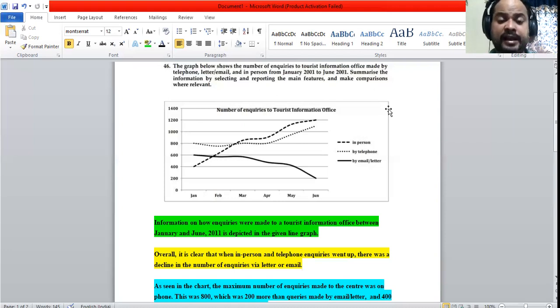And the next is the overview. Immediately after the introduction, we have framed the overview. Overall, it's clear that in-person and telephone inquiries went up. There was a decline in the number of inquiries via letter or email. So via letter or email, it was declining. The tense is past there.